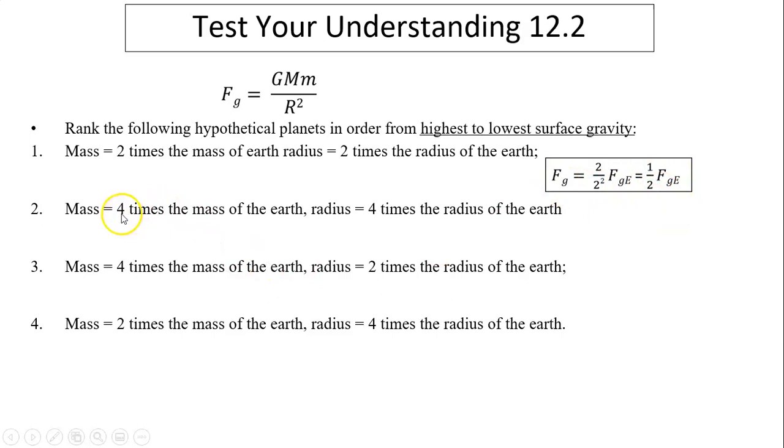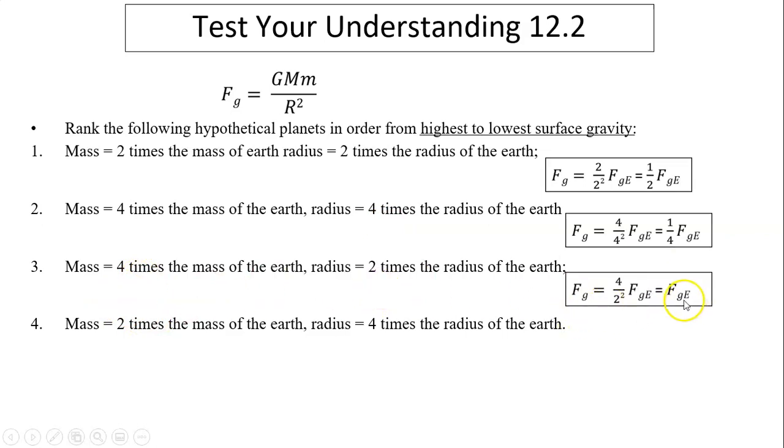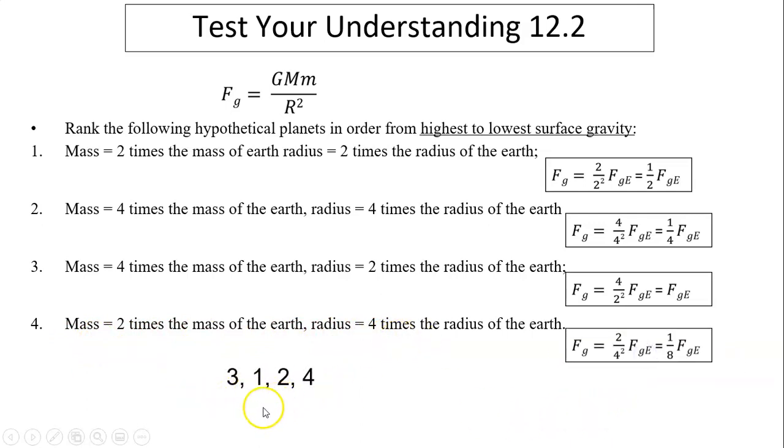The second one is 4 divided by 4 squared. That becomes 1/4. The third one is 4 divided by 2 squared. That's just 1. So Fg is the same as Fg on Earth. The fourth is 2 divided by 4 squared. That's 1/8. So the rank from highest to lowest is 3, 1, 2, 4.